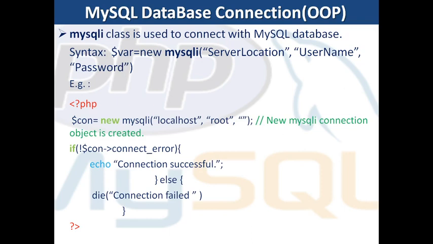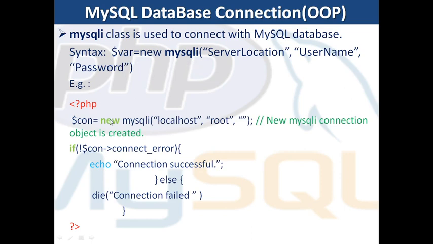Next is MySQL database connection using the object-oriented programming method. So here the MySQL class is used to connect with the MySQL database. Syntax is $var is equal to new MySQL class, and within that class we are passing three properties: server location, username, and password. So this $var is an object of the MySQL class.